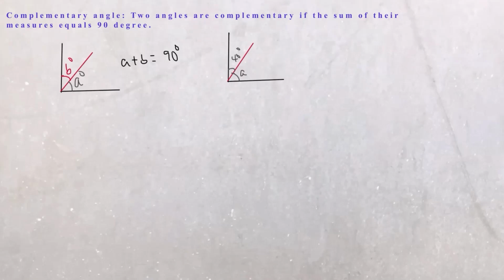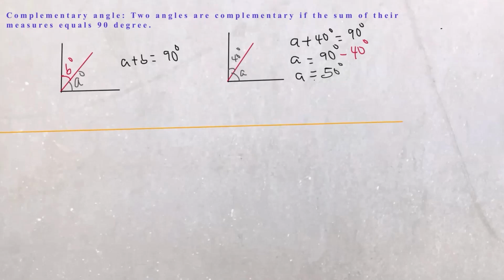Let's look at this example. We are looking for angle A. A plus 40 degrees equals 90 degrees. Move the 40 to the other side. Then when you subtract this, we have 50 degrees. So angle A is 50 degrees, plus the 40 will give us 90 degrees.